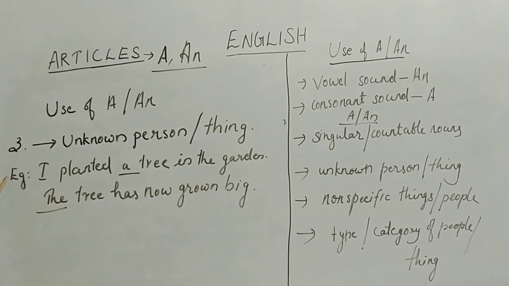The third point is, we can use the indefinite article a or an before unknown person or thing. Example, I planted a tree in the garden. The second sentence is, the tree has now grown big. What is the difference here? Here I have used the indefinite article a, here the definite article the. So, what is the difference?